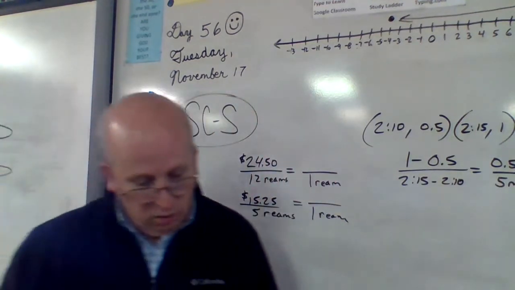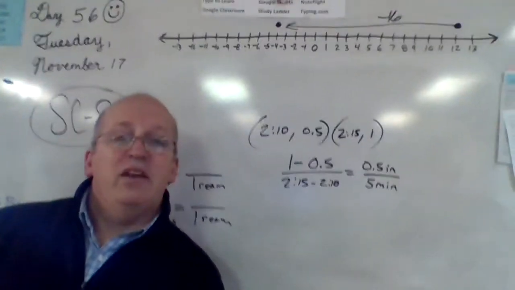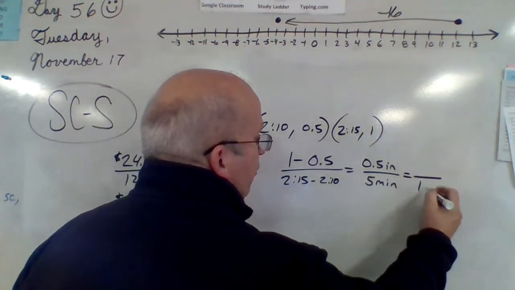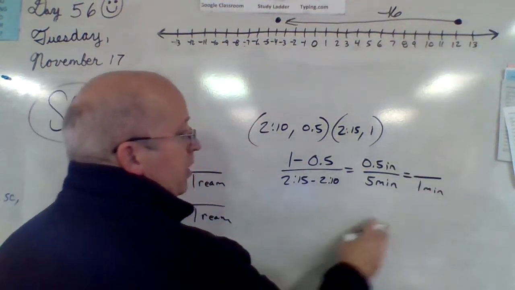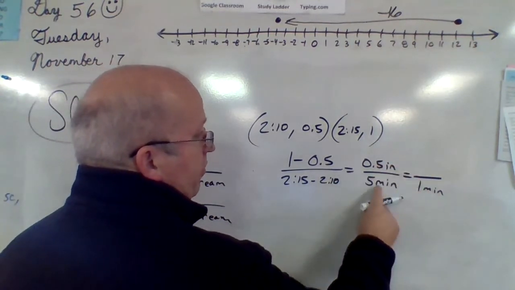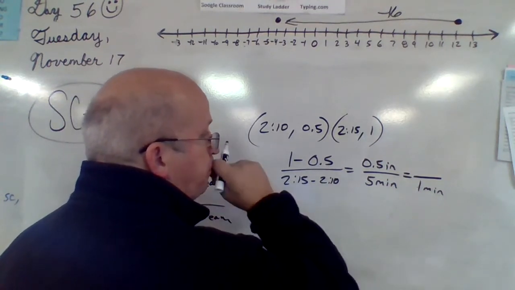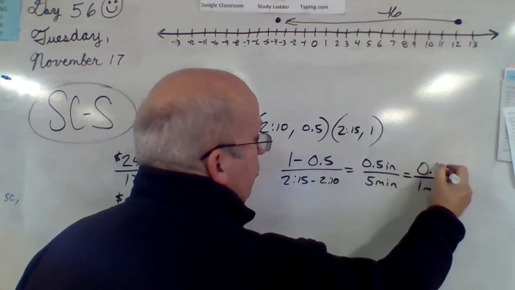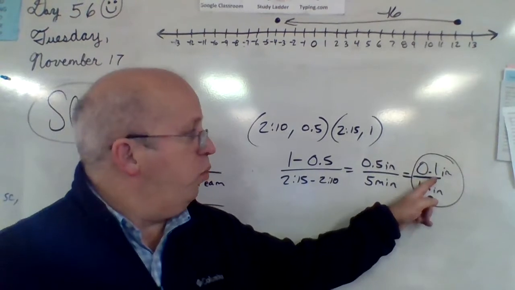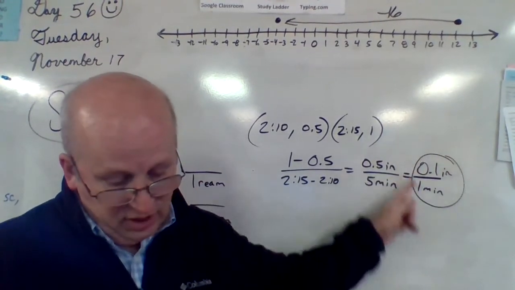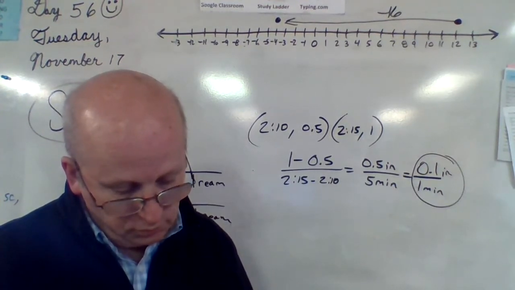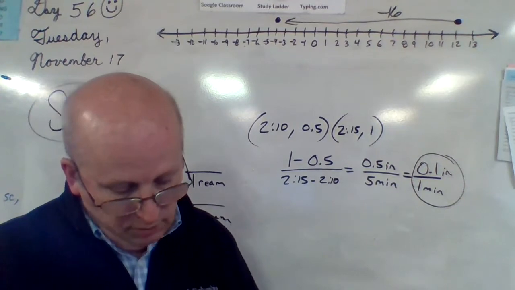Are we done? No, because we're supposed to be turning this into a rate of change, and we don't have a rate of change here yet until we change this into a fraction that has 1 as its denominator. So, I need to solve this proportion. This times this divided by this would give us our answer. It actually ends up being 0.1 inches per 1 minute. In other words, 1/10 of an inch per 1 minute. That's the entire answer for number 6. Number 7 is a similar problem.